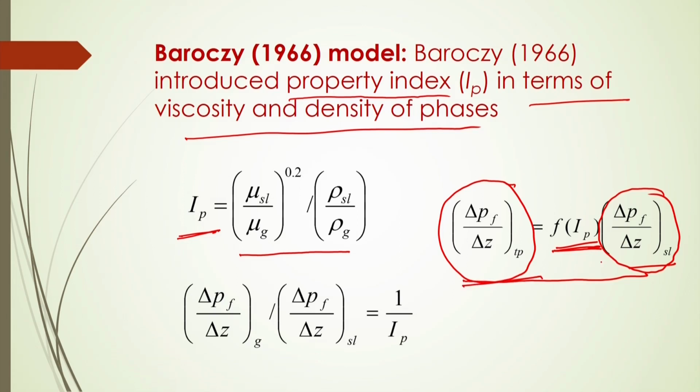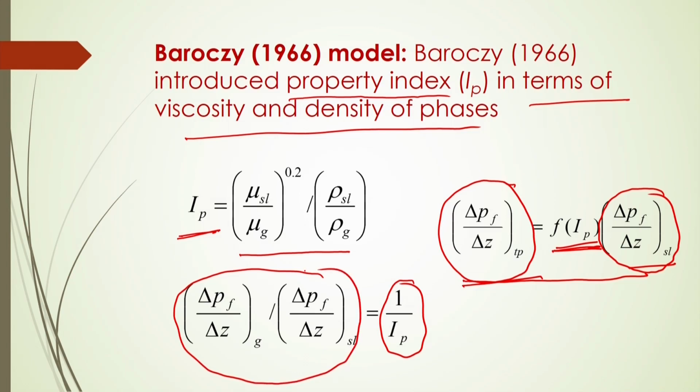Now, 1 by IP you can get from this divided by this, where this is the single phase pressure drop. So, 1 by IP is related to the single phase pressure drop of gas to the single phase pressure drop of slurry. Again, you have to find out what should be the function of this property index from the experimental data. So, this one is your experiment, and then what should be the FIP, and then again this FIP that you have to model, you have to make one correlation for this IP in terms of different operating variables.